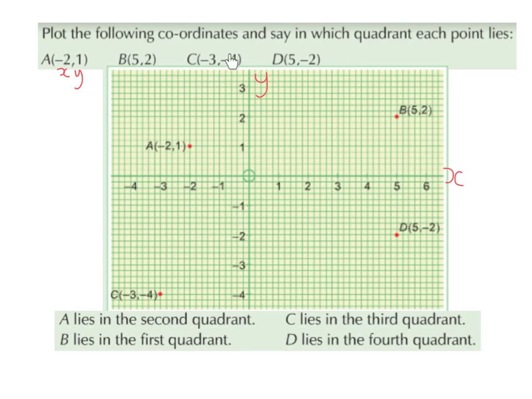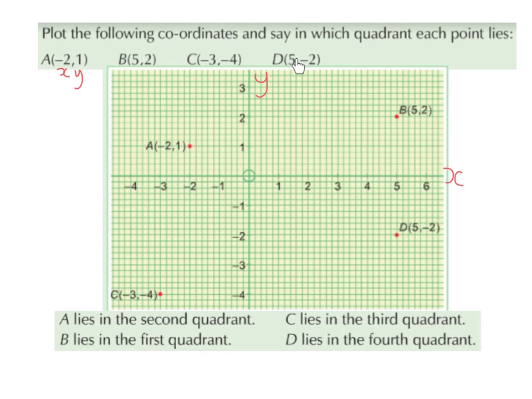Then we want to plot the point C, so we go to -3 on the x-axis, -4 on the y-axis. So -3 on the x-axis is here, -4 on the y-axis is here, and the point at which they meet is the point C. So -3 on the x-axis, -4 on the y-axis, and we plot our point. That's point C. And C lies in the third quadrant, so this is the third quadrant.